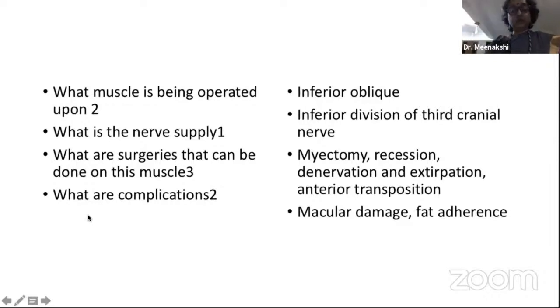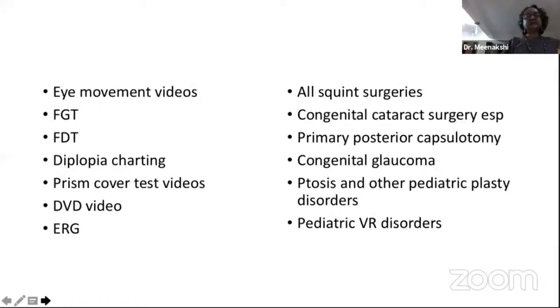I'm going to spare you and leave on a nice note, because the next surgery was actually going to be a Faden, which would also be tough if you've never seen one. But I want to impress upon you a few things. Look at eye movement videos. Look at videos of how you do a force duction test, diplopia charting, prism cover test, the video of how a DVD looks like, what ERGs look like. We have not covered all these things today. Please look at video clips of all squint surgeries.